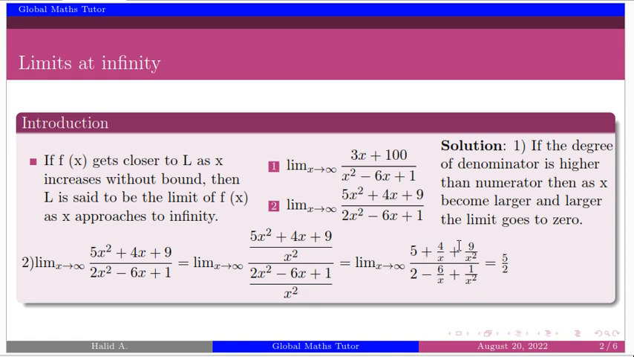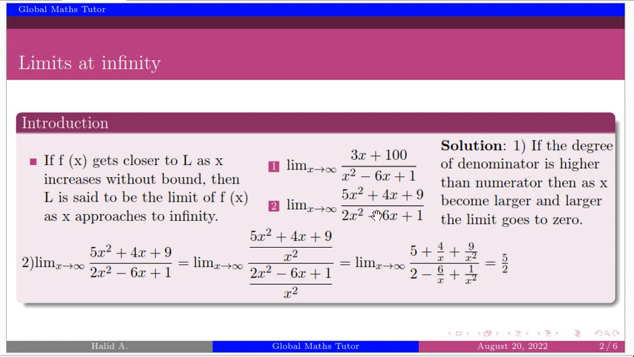So we can distribute these limits using the laws of limits. The limit of 5, the constant, is itself, and the limit of 4 over x as x approaches infinity is 0, since 4 over infinity, for example 4 over 1 million, approaches 0 as x becomes larger and larger. The same for 9 over x squared, it will be 0, and the other terms will be 0, so we are left with only 5 and 2, so 5 over 2.